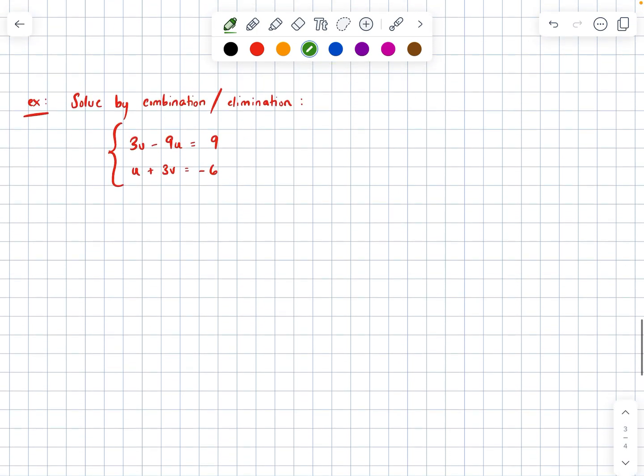Very nice. Last one, best one. Let's take this guy. 3v minus 9u equals 9. u plus 3v equals negative 6. What am I going to cancel out, and which operation am I probably going to want to use? Go ahead.